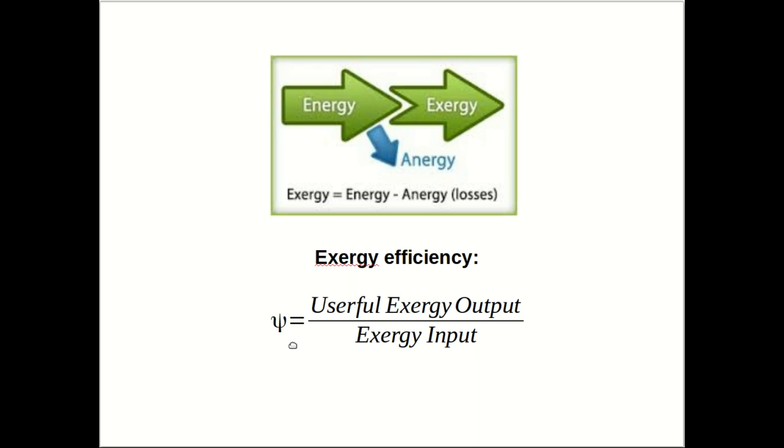In practice, the energy efficiency or the first law efficiency determines the most efficient process based on wasting as little input energy as possible, while the exergy efficiency determines the most efficient process based on wasting as little input work, or input energy that could be converted into work, as possible.